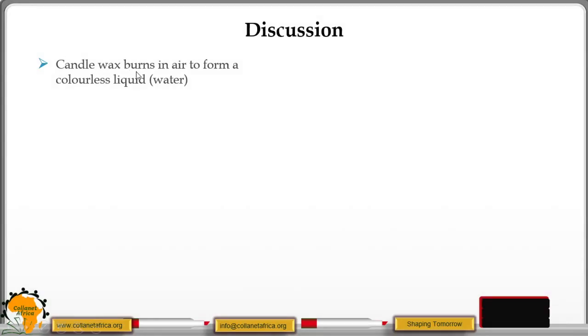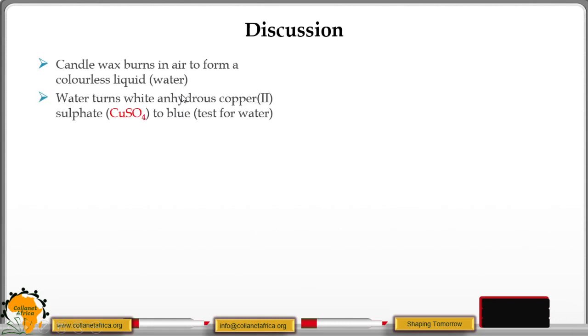Candle wax burns in air to form a colorless liquid, as we have seen in that setup, and that colorless liquid is water. Then the water is tested by two methods.